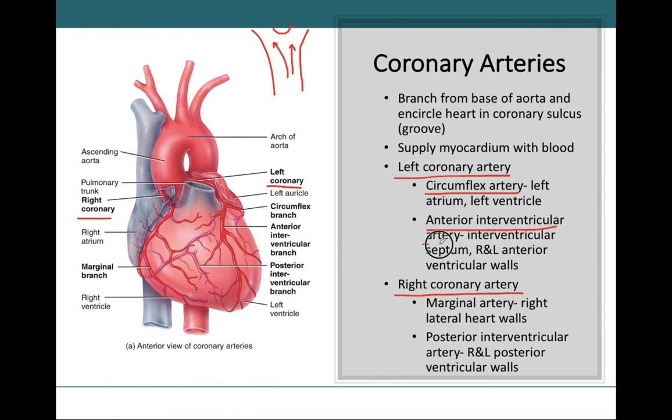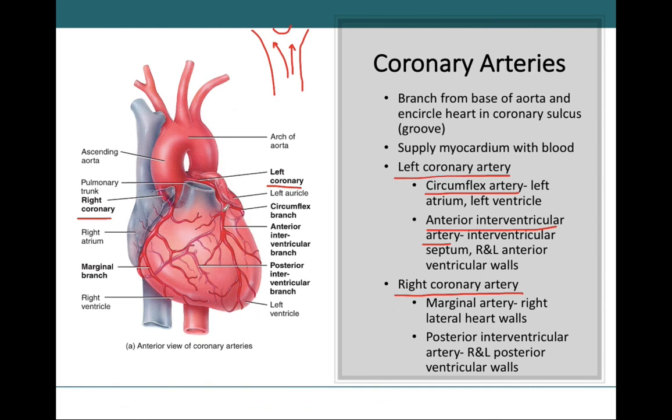So we have the left coronary, it's going to go to the left side, and that's eventually going to provide blood supply to the myocardium of the left atrium and the left ventricle. Now the circumflex artery specifically is going to branch off to the side, and it's going to curve around the back of the heart, which is where this vessel gets its name.